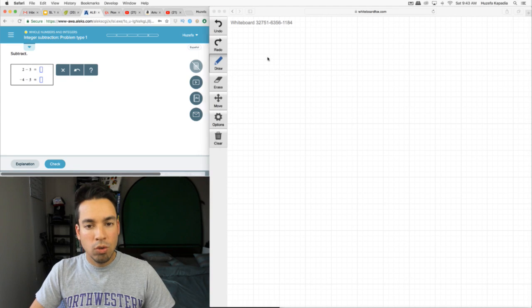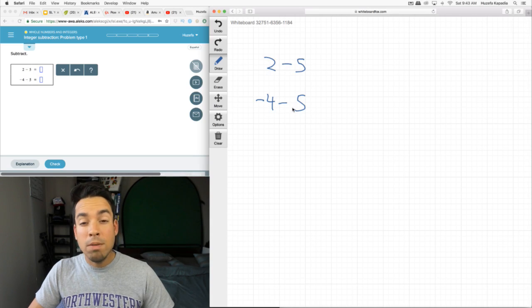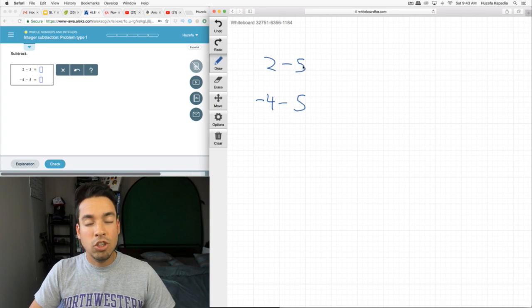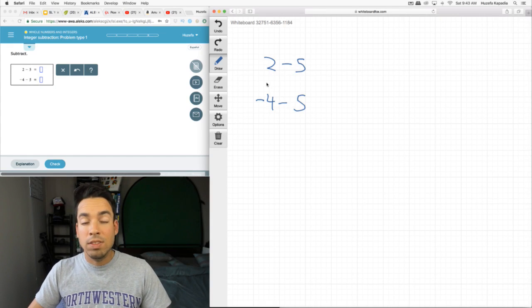So now we got 2 minus 5 on top and a negative 4 minus 5 on the bottom. Now the best way to think about this is, again, it's just like the last topic where we are adding and subtracting positive and negative integers. So think about it like this. A minus sign is just like a plus negative.